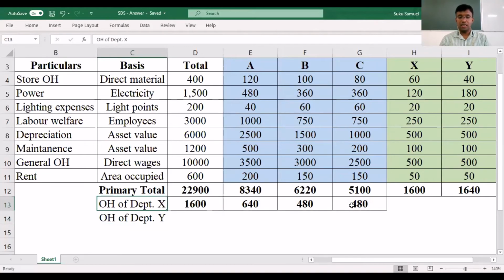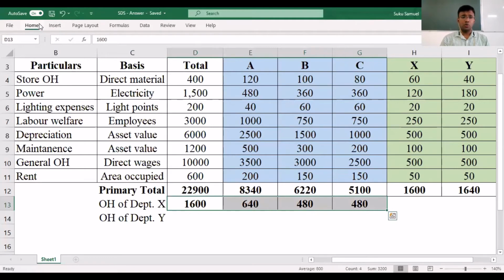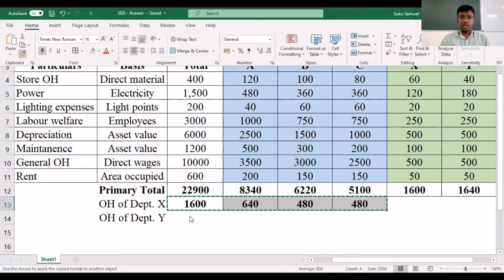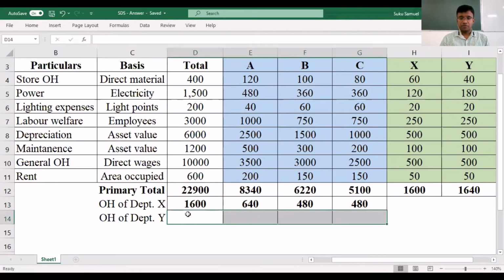So similarly, we will have to do it for department Y. How do we go about it? Department Y is 1,640. But here they have given us a condition. And what is the condition? The condition is that it is in the proportion of direct wages.